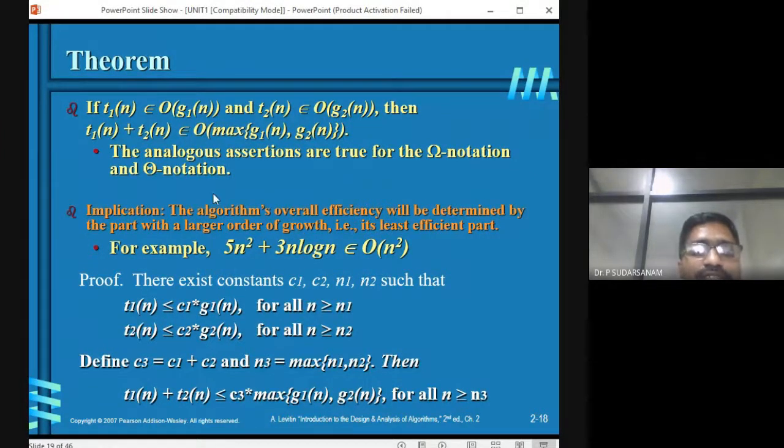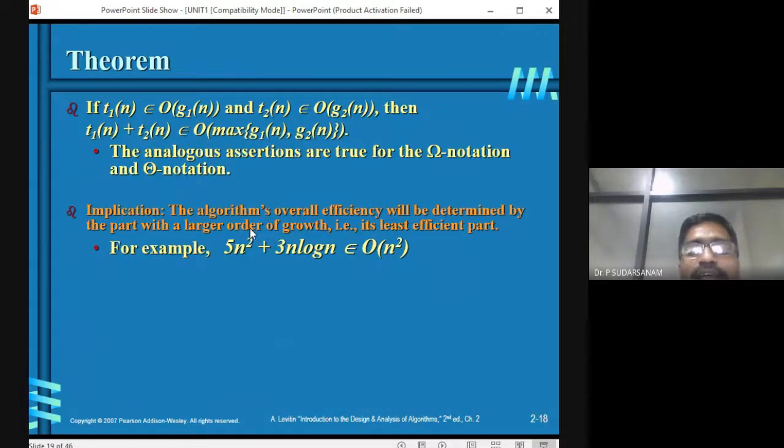So the implication is that the algorithm's overall efficiency will be determined by the part with a larger order of growth, that is, its least efficient spot. For example, 5n square plus 3n log n belongs to order of n square. So no need to bother about this. Tomorrow take notes and write this theorem once. I'll tell you step by step how it comes. Once you write it, only then will you get the definitions.